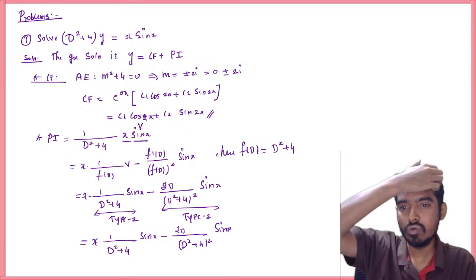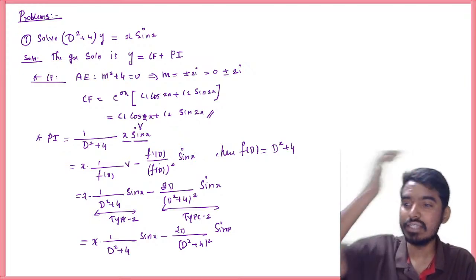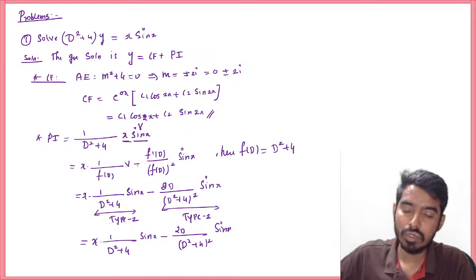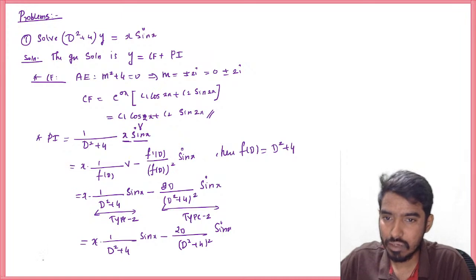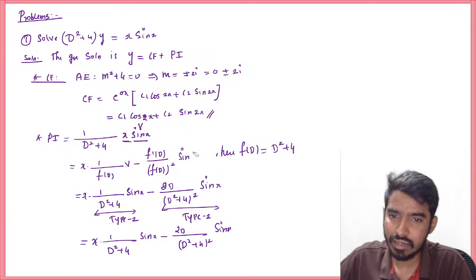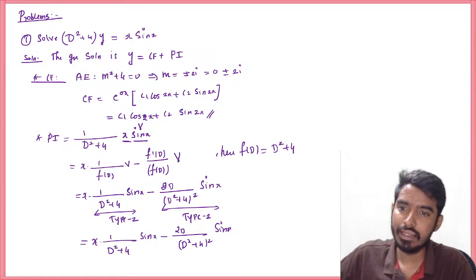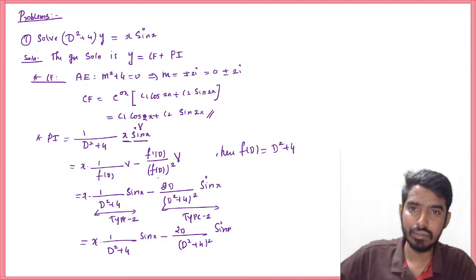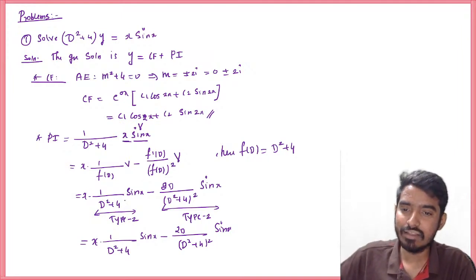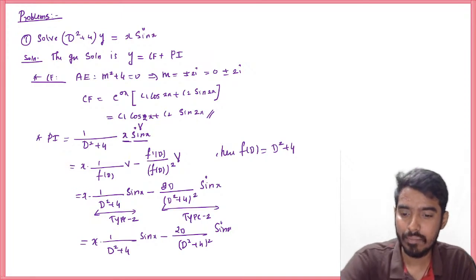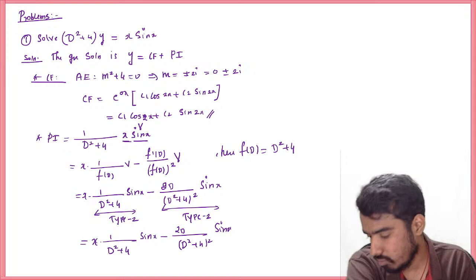So x into 1 by f of D into v minus f dash of D by f of D whole square into v. Apply type 2 in both the scenarios. This is the formula: x into 1 by f of D into v minus f dash of D by f of D whole square into v. Just apply the formula, apply type 2 here. Very easy. I'll move on to the second problem. Is it clear?